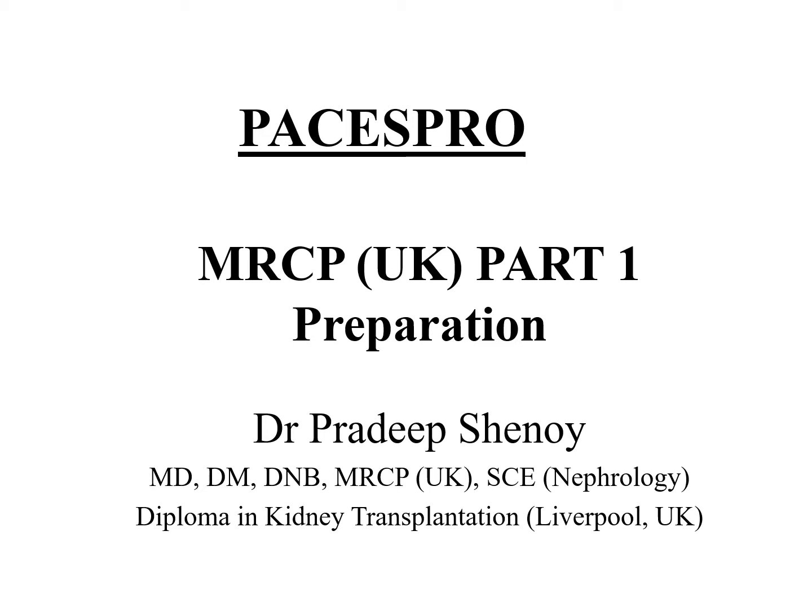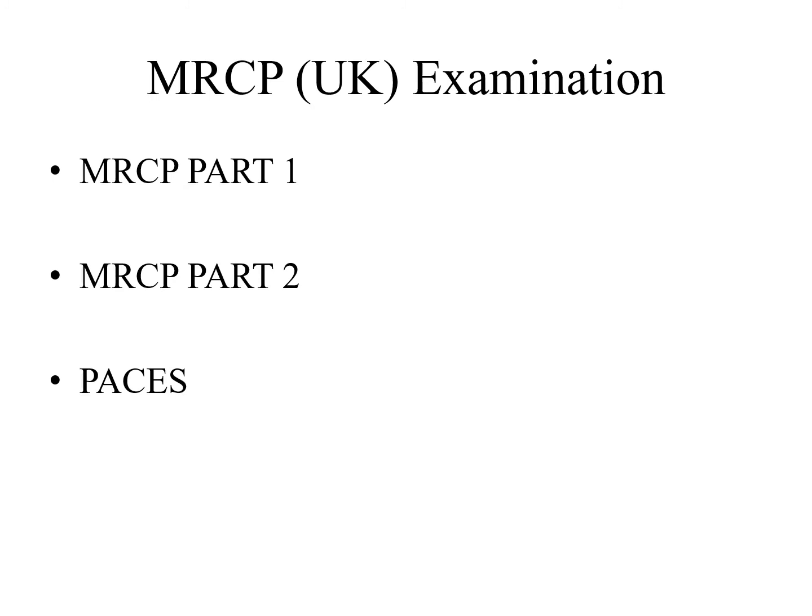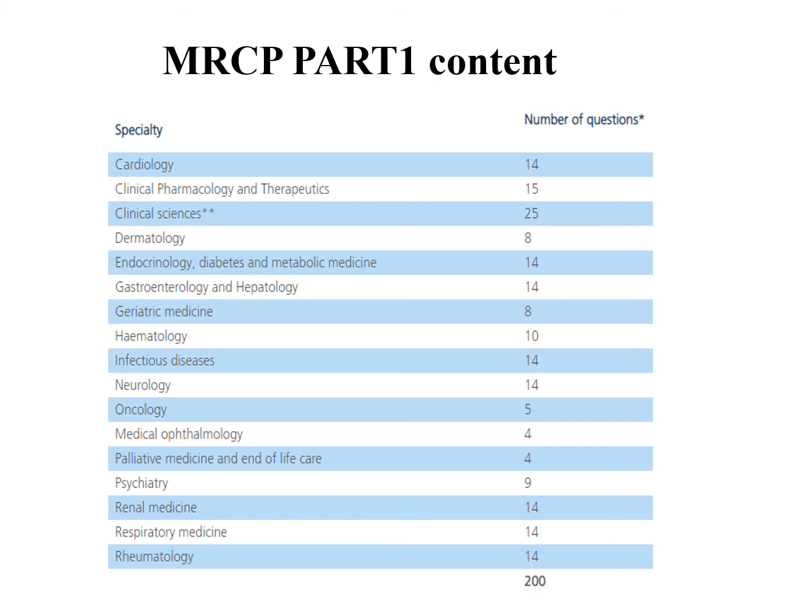So today I'm going to discuss MRCP Part 1 preparation. As all of you are aware, the MRCP exam consists of three steps. There's MRCP Part 1, which is a written exam where you need to answer best of 5 format questions. Then you have MRCP Part 2 written, which is once again a written exam with questions in the best of 5 format. Then you have PACES, which is a practical exam where you have interaction with patients, where we need to demonstrate our clinical and communication skills. Today, I'll be limiting myself to MRCP Part 1 preparation.